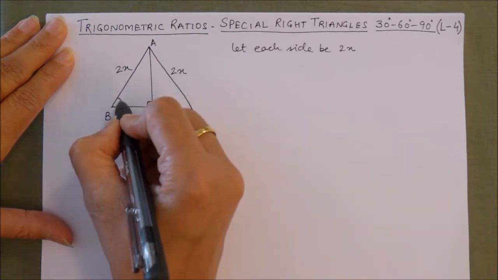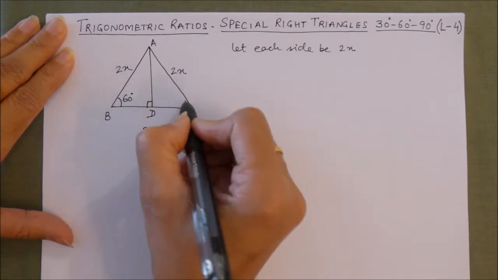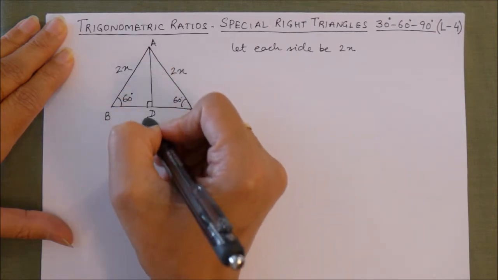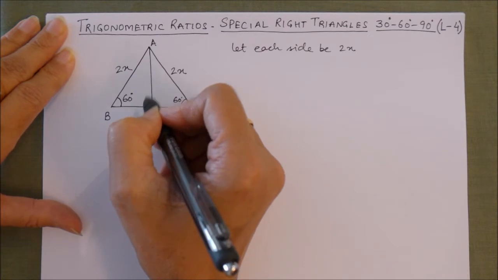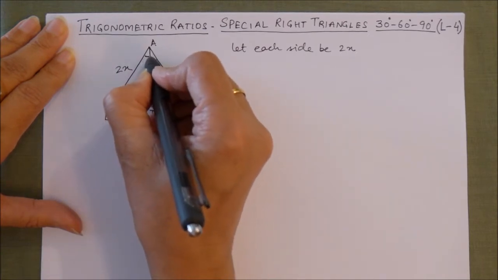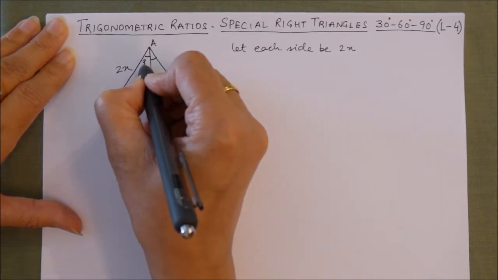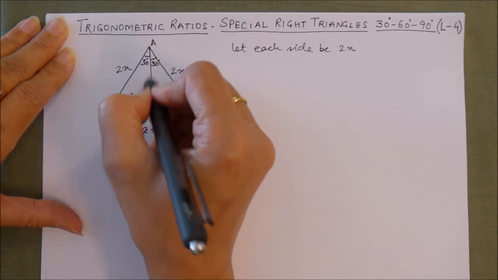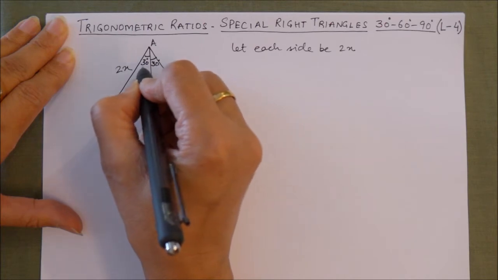So since it is an equilateral triangle, all the angles are 60 degree, and in the equilateral triangle the perpendicular is also the angle bisector. That means each angle will be 30 degree. So 60 is divided in two equal parts, so 30 degree each.